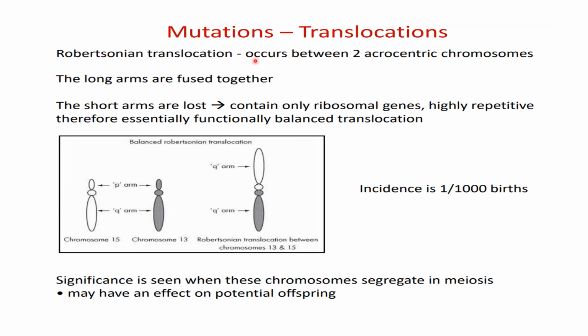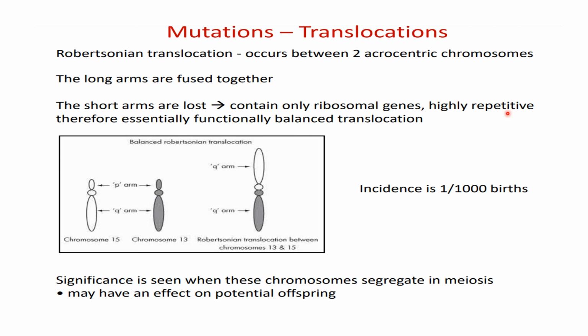Robertsonian translocation. It occurs between two acrocentric chromosomes. See this chromosome A and chromosome B. The Q arm of chromosome A and Q arm of chromosome B are fused together, and the short arms are lost. They contain only ribosomal genes, highly repetitive, therefore it is essentially a functionally balanced translocation.